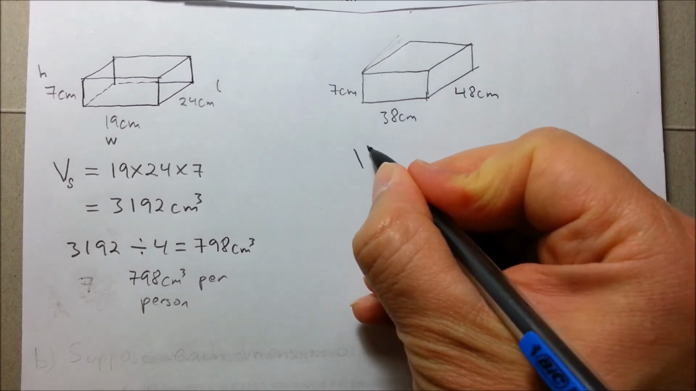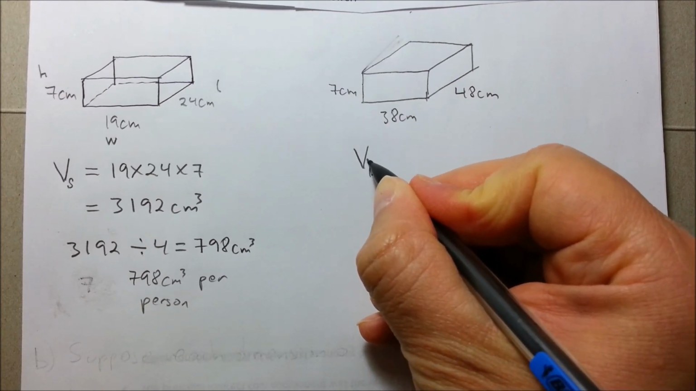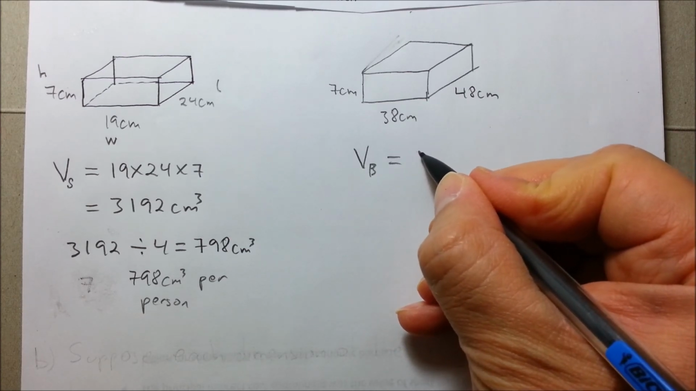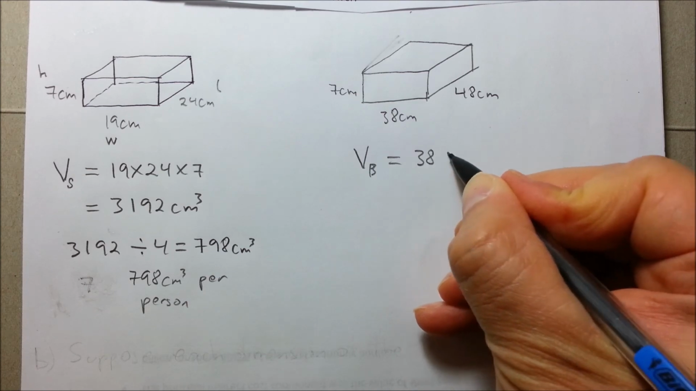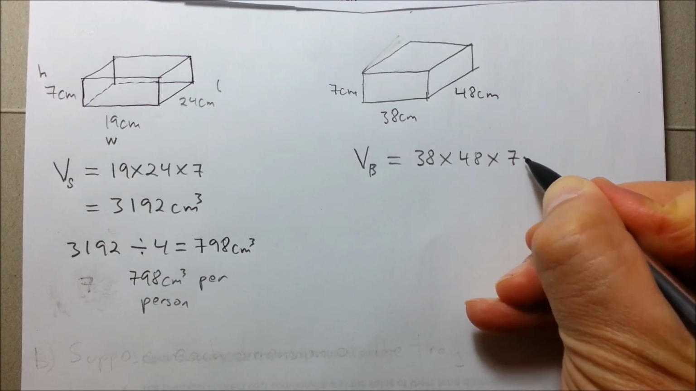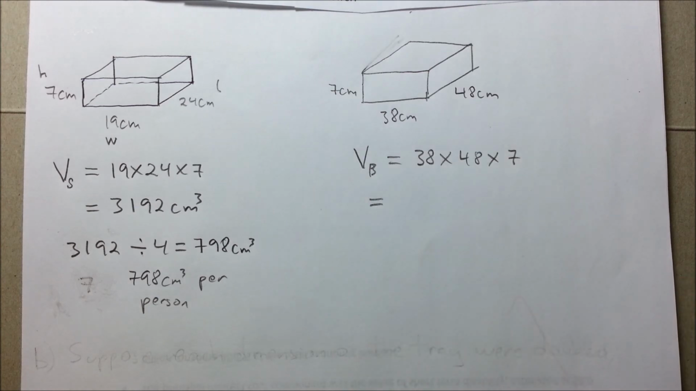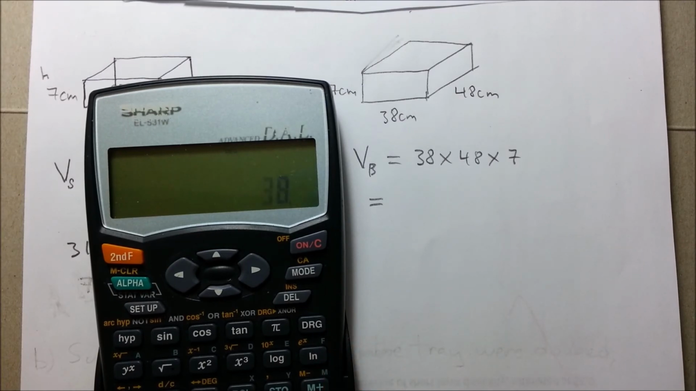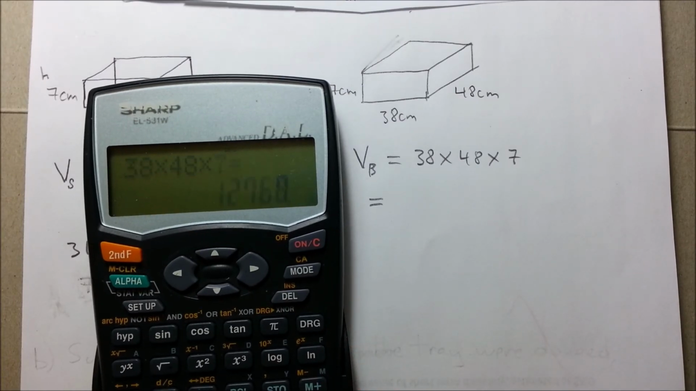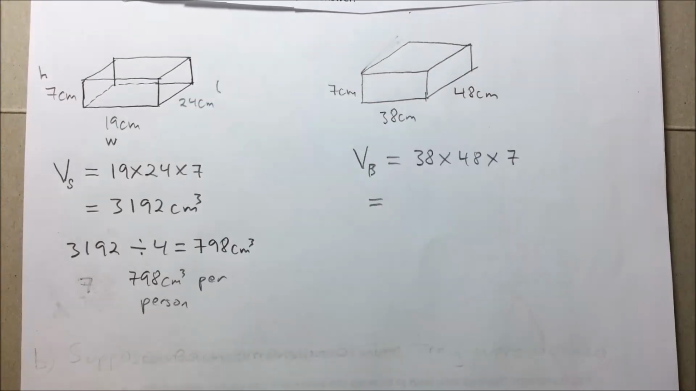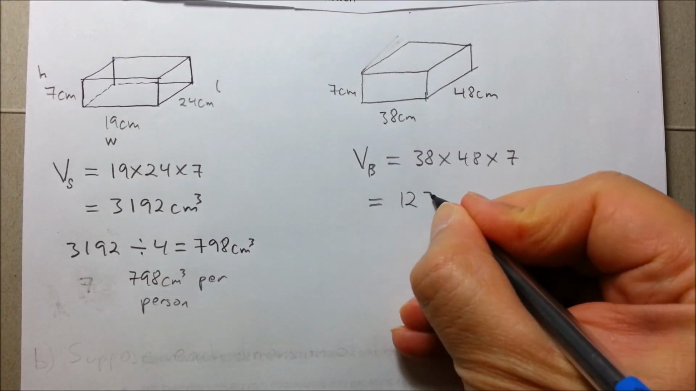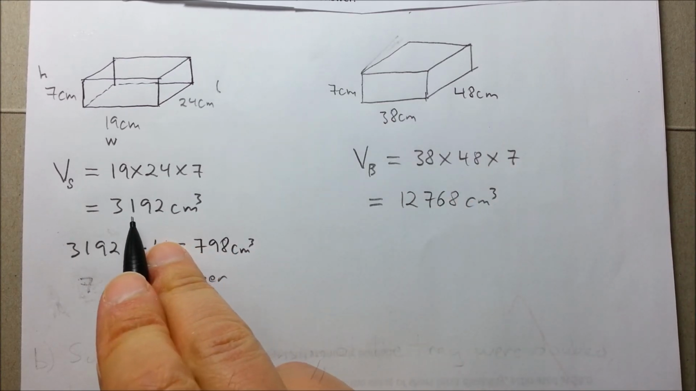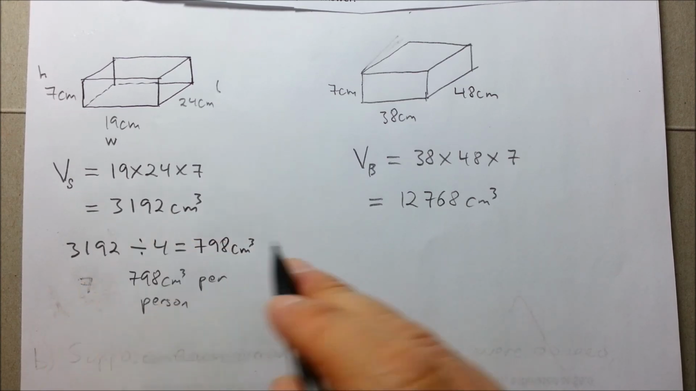So volume of the bigger tray, so VB. Okay, same thing, length times width times height. And that's going to be equal to, well, you put this in your calculator. I hope you can see this on your screen. If not, 38 times 48 times 7 equals 12,768 centimeters cubed. Well, that's definitely big, right? Almost 4 times as big, or probably more, than the original one.